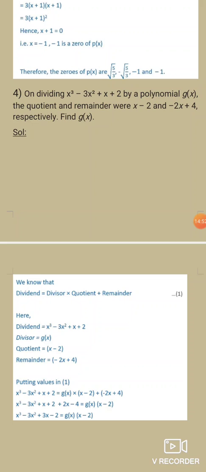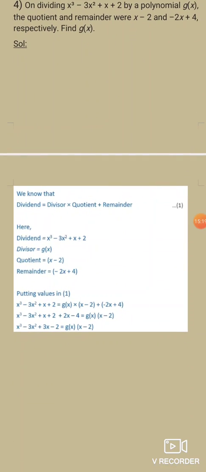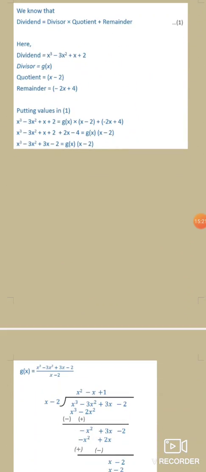Now we can shift the remainder to the left side. So x cube minus 3x square plus x plus 2, minus minus 2x, that is plus 2x, and minus 4, which is equal to g of x into x minus 2. That is x cube minus 3x square plus 3x minus 2, which is equal to g of x into x minus 2. Now we need to find out what g of x is, which is equal to x cube minus 3x square plus 3x minus 2 by x minus 2.